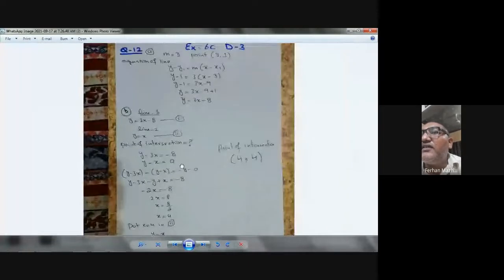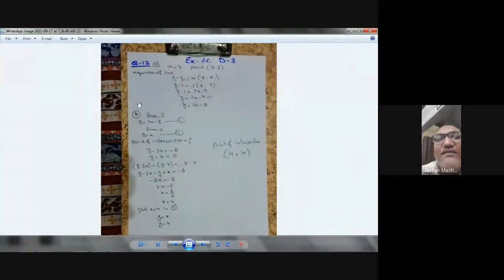Now we are going to the next part. It is okay. So now we have the B part of question number 12. It says, hence find the coordinates of the point of intersection of the line in the first part with the line y equals x. So now they are talking about two lines. The one line in the first part has equation y equals 3x minus 8, and line number 2 is y equals x. You have to find their point of intersection. The equations of the two lines are given. We will solve them simultaneously.